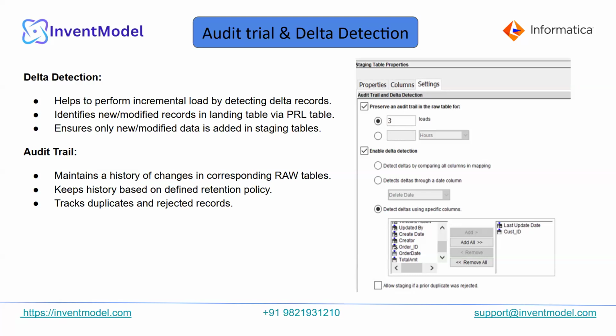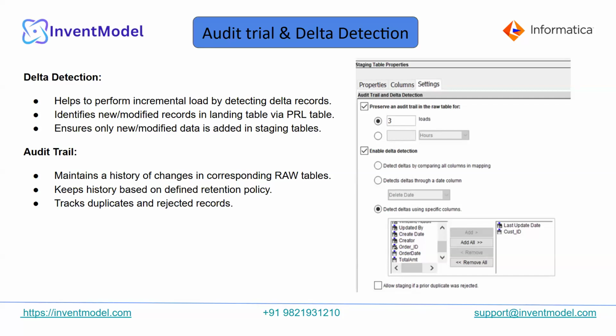We can keep the history for a certain period of time instead of keeping all the data forever. For example, let's say the business says we need only the last 3 runs. We can use the audit trail to keep the history for only the last 3 runs. When the fourth run happens, it will remove the first run. Likewise, we have other options based on a certain time period.